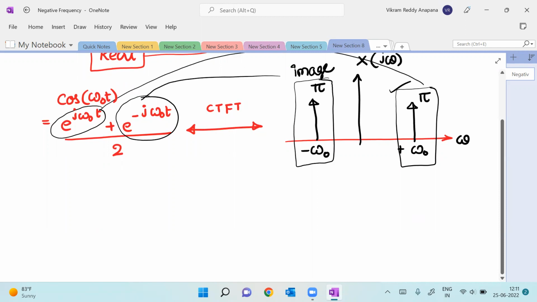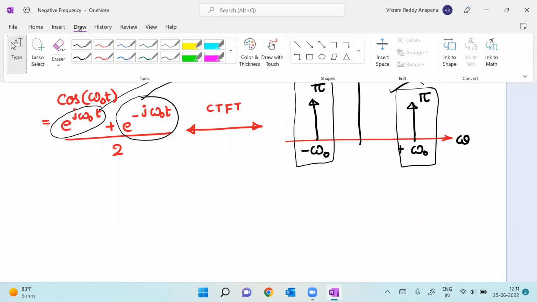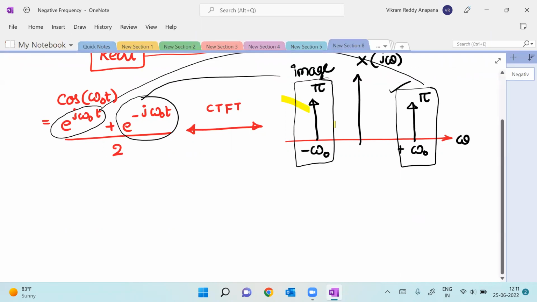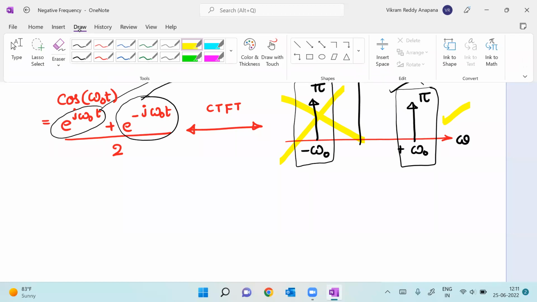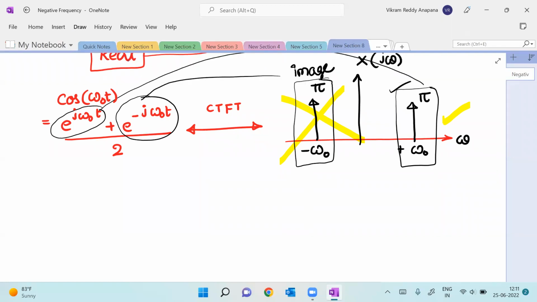What happens for the time being if I do this? Let me discard this negative frequency component for now. Okay, you have only the positive frequency component. And if e to the power of j omega naught t corresponds to this positive frequency component, then what happens? Then you're going to see this now.